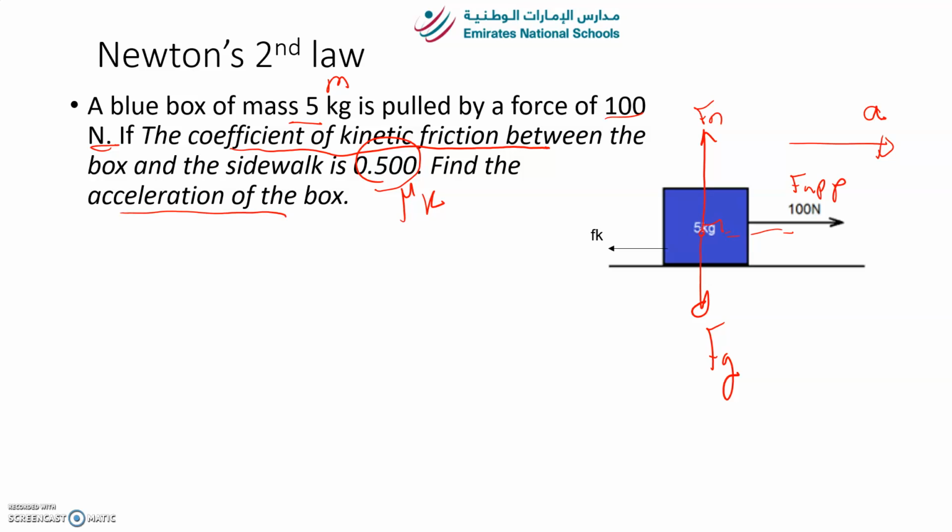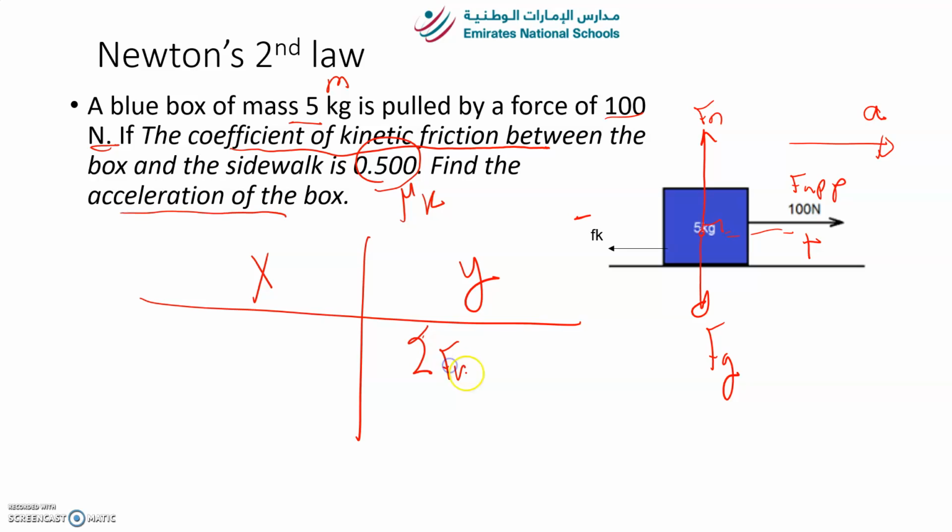Second step, what should I do? Forces in the direction of motion are positive. So this one is positive. Opposite to the direction of motion is negative. Then, what is the other step? X and Y. So here I have X and Y components for the forces. I'll start with Y because I don't have motion in Y direction. So that means it's Newton's first law.